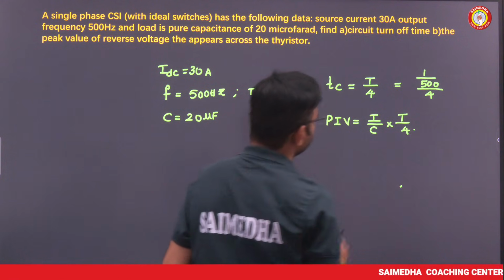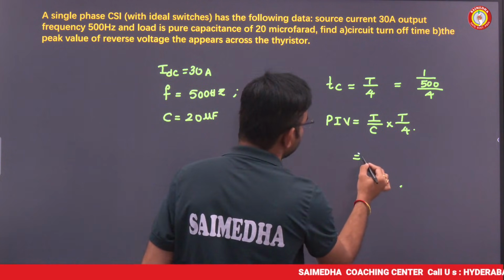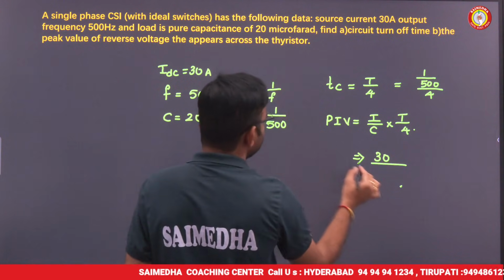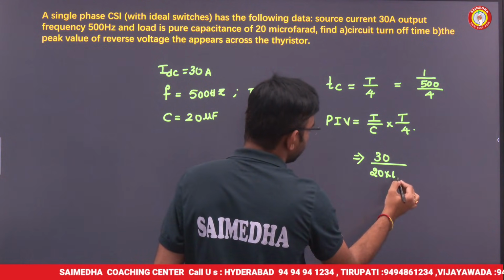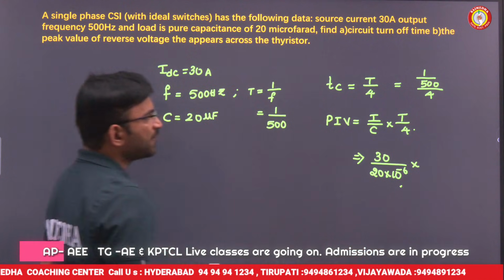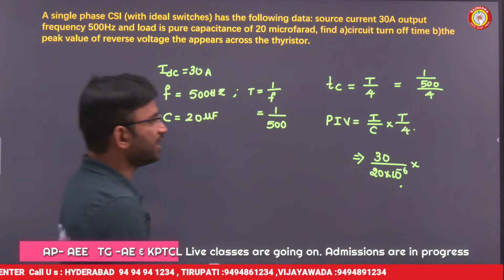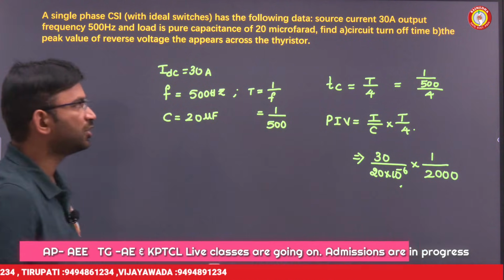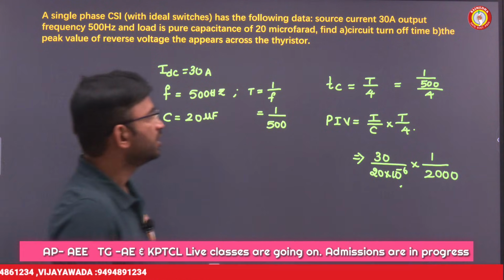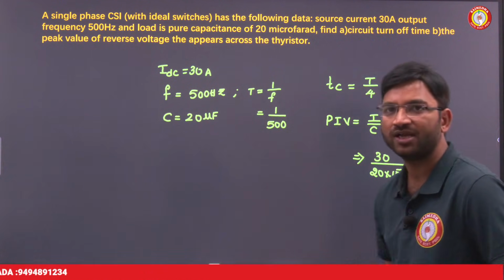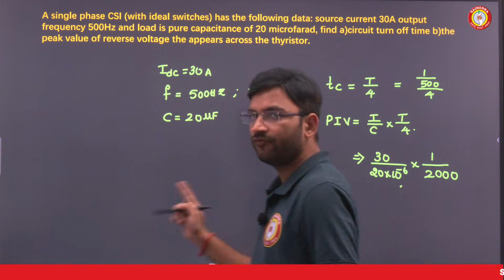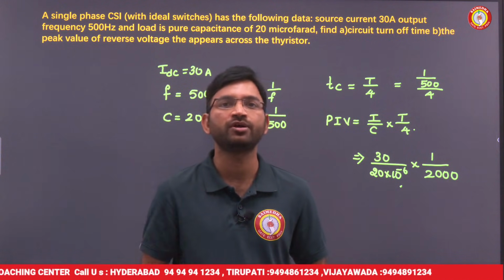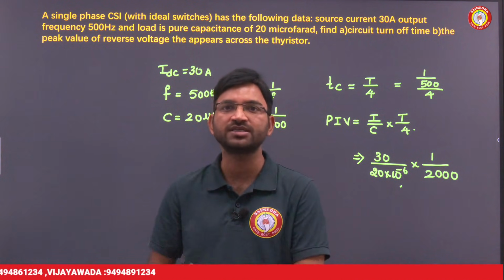And similarly peak inverse voltage is I by C into T by 4. What is the current here? 30 divided by C, which is 20 microfarad, so 20 into 10 to the power of minus 6, into T by 4. T is 1 by 500, so T by 4 is 1 by 2000. If you solve this one, you will get the peak inverse voltage, also circuit turn off time. So this is a concept related to our current source inverter. These are very important concepts involved in 3-phase inverters. Also we are going to discuss a few more problems based on inverters in the next video.